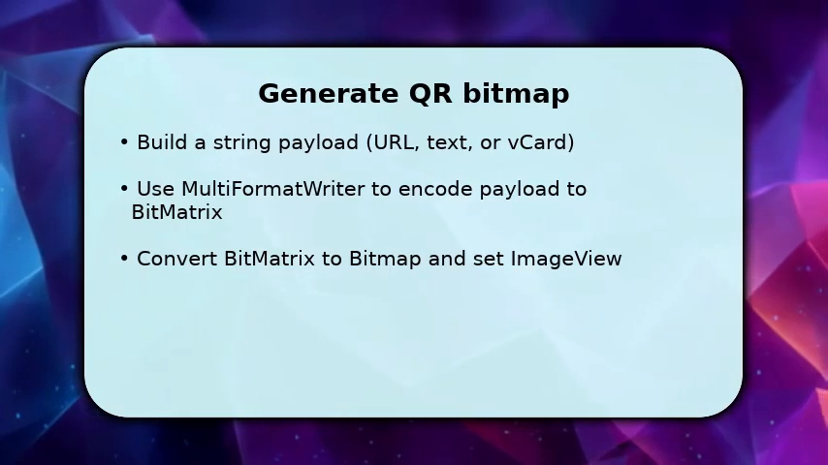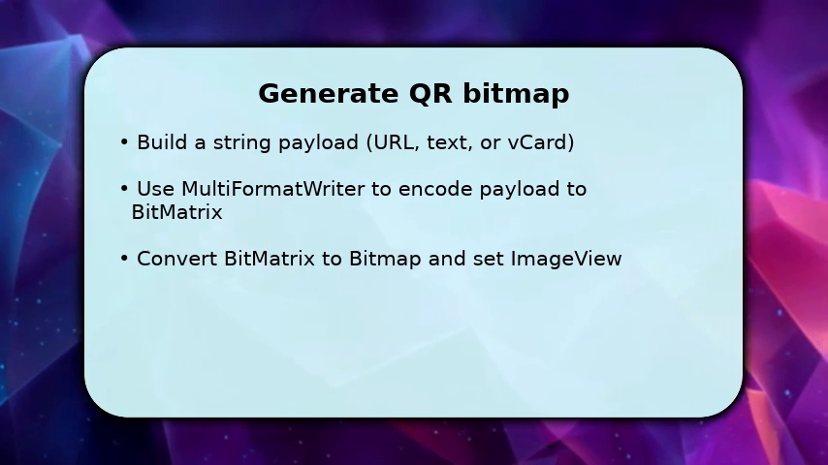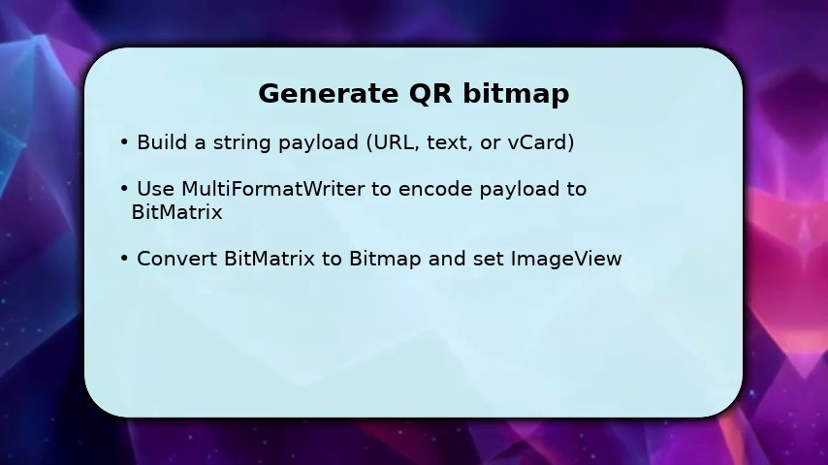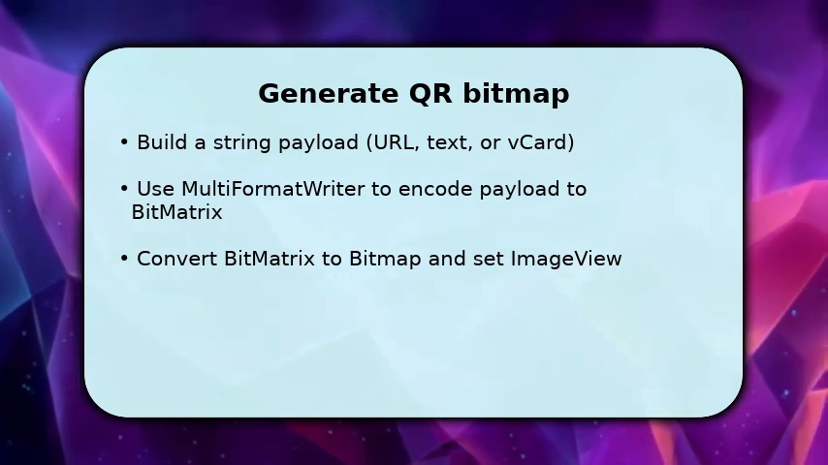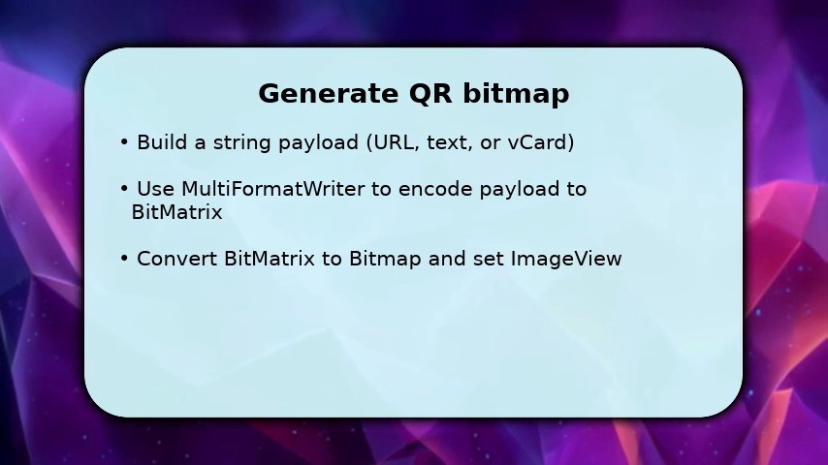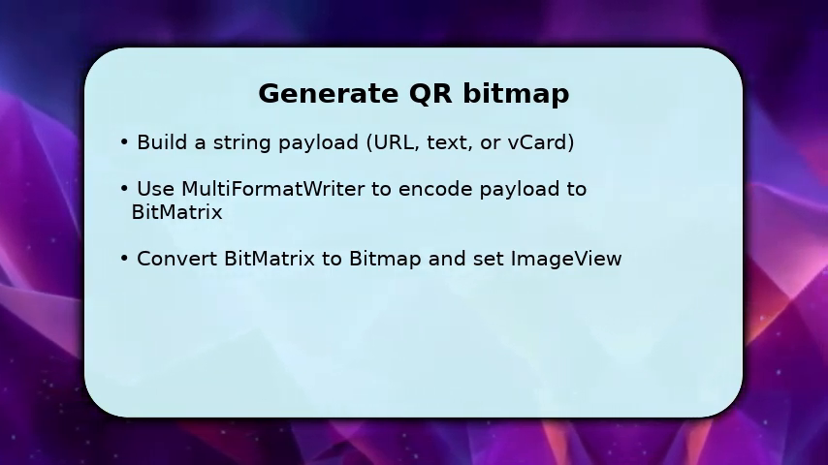You'll encode the payload into a bit matrix using MultiFormatWriter. Pick a character set like UTF-8 and an error correction level that matches your use case. Then transform the bit matrix into a bitmap by mapping true bits to pixels and false bits to white. This step gives you direct control over size and colors.